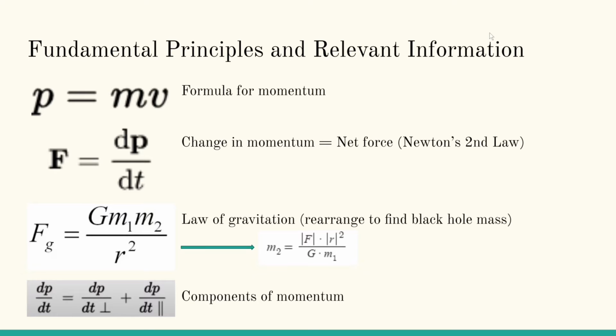Here you can see some relevant information and equations that we can use for this lab. Firstly, we see that momentum is equivalent to mass times velocity, and the change in momentum over the change in time, or dp over dt, is equal to F net. This is derived from Newton's second law.